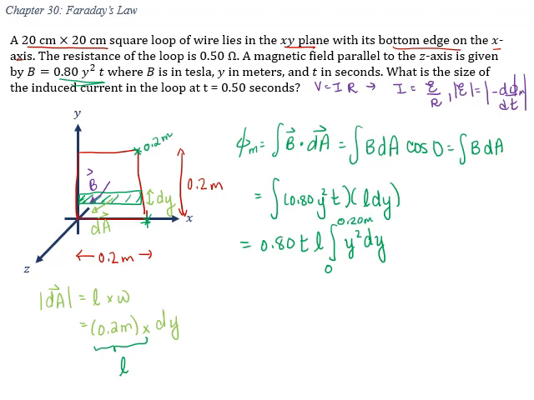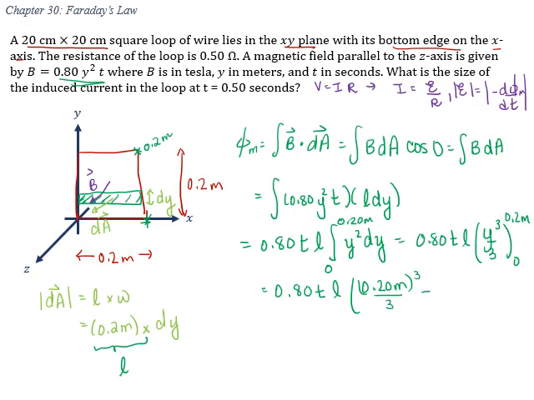Okay, next step is to evaluate the integral of y squared. So I've got 0.80 times t times L. The integral of y squared is y cubed over 3. That's evaluated at 0.2 meters and 0. So I've got 0.80 times t times L times 0.20 meters cubed over 3 minus 0 cubed over 3. And my L is also equal to 0.20 meters.